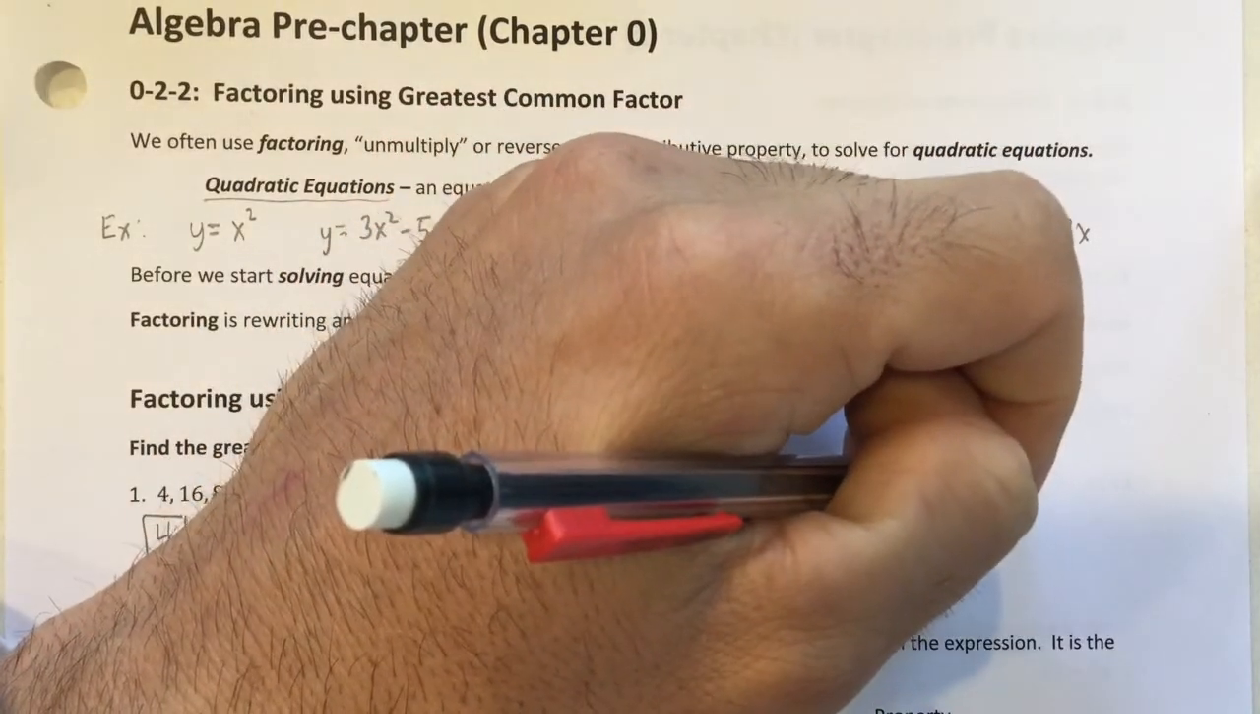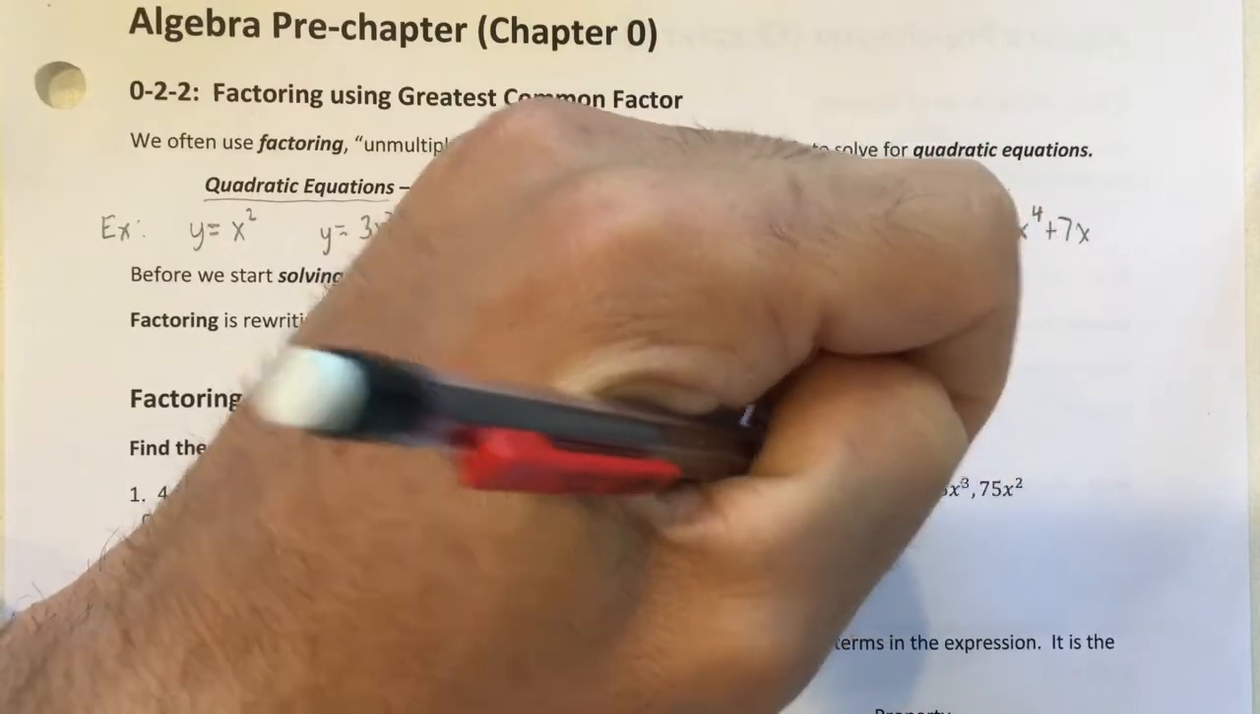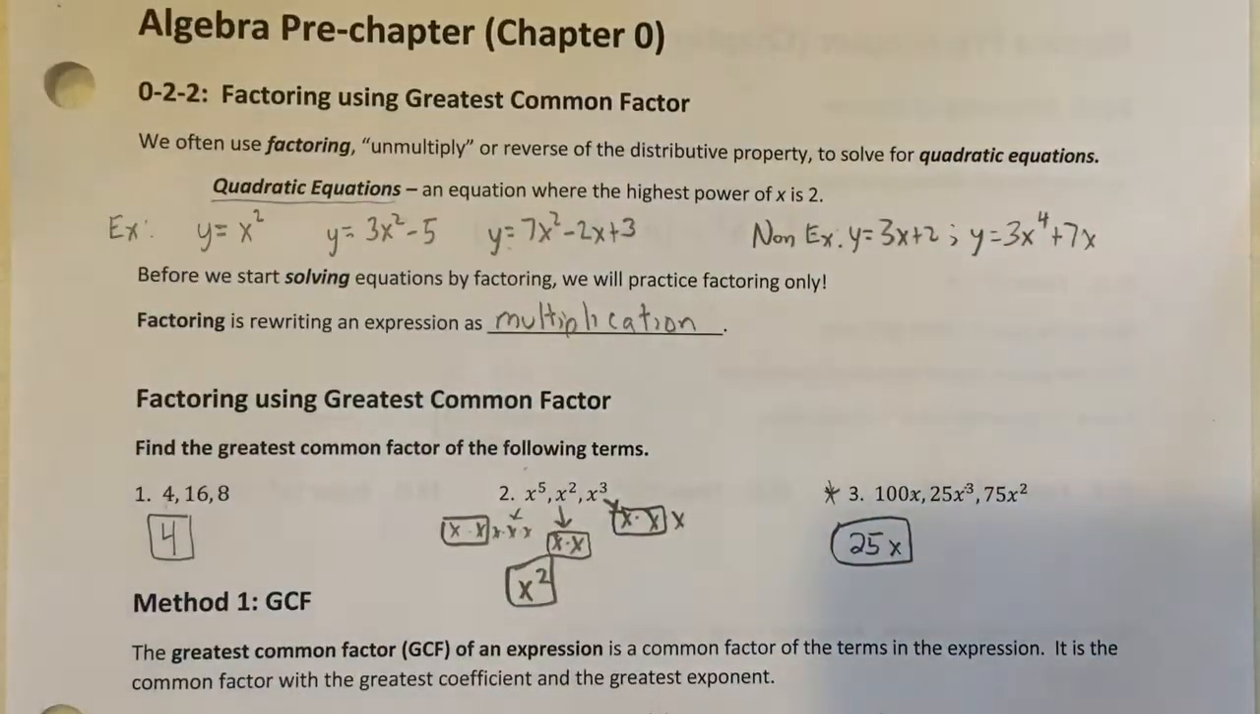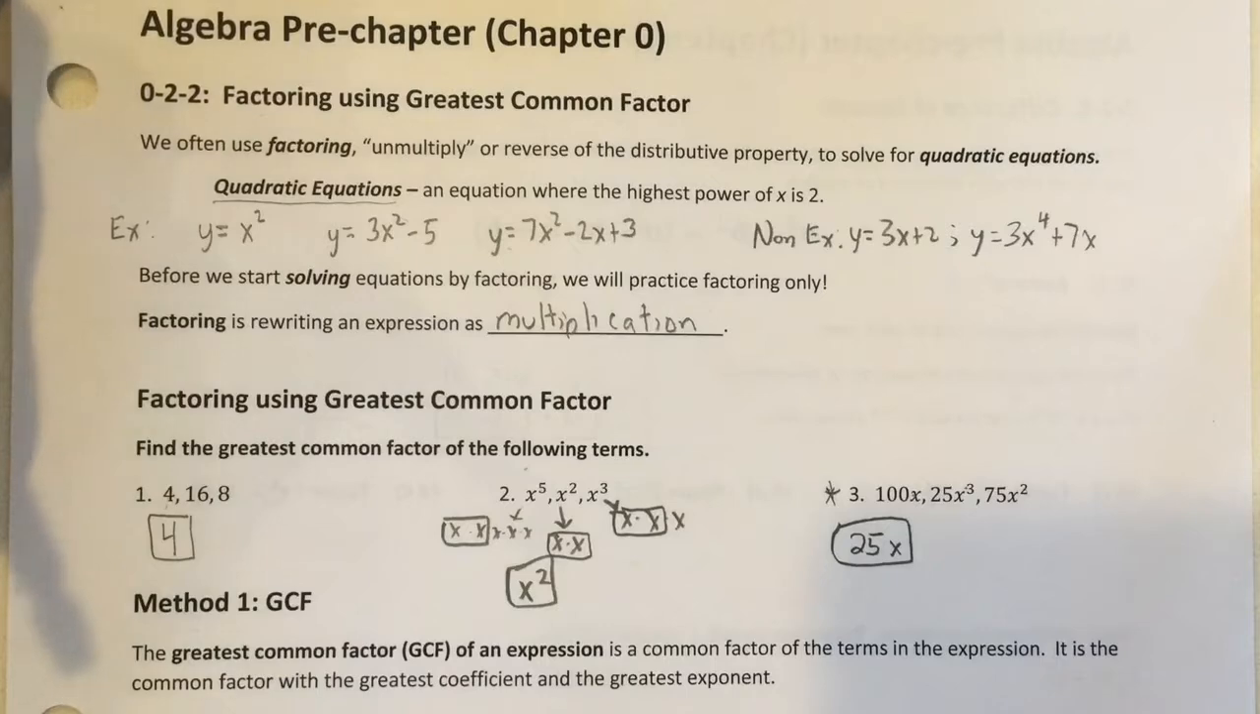But if I said x to the second, this has x to the second, this has x to the second, but this one does not. So 25x is your greatest common factor. Again, we didn't factor yet. This was just pulling out what was the greatest common factor.